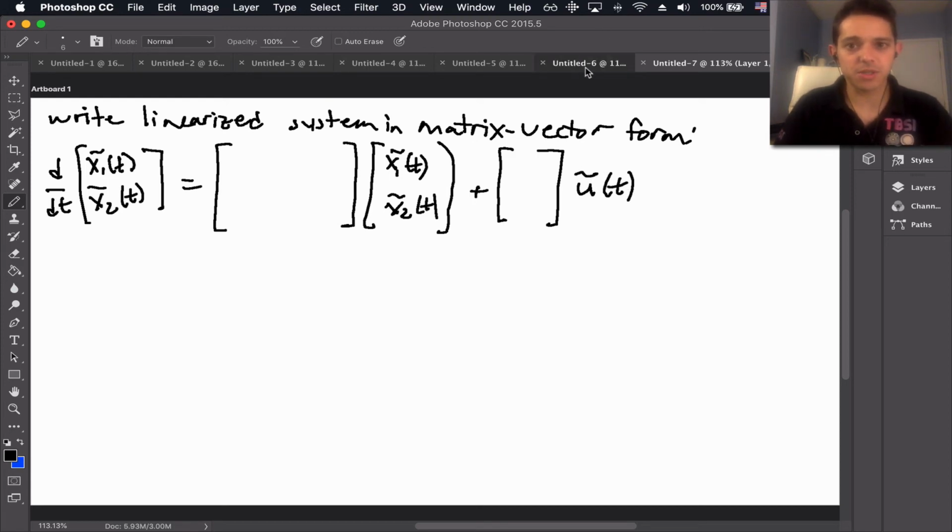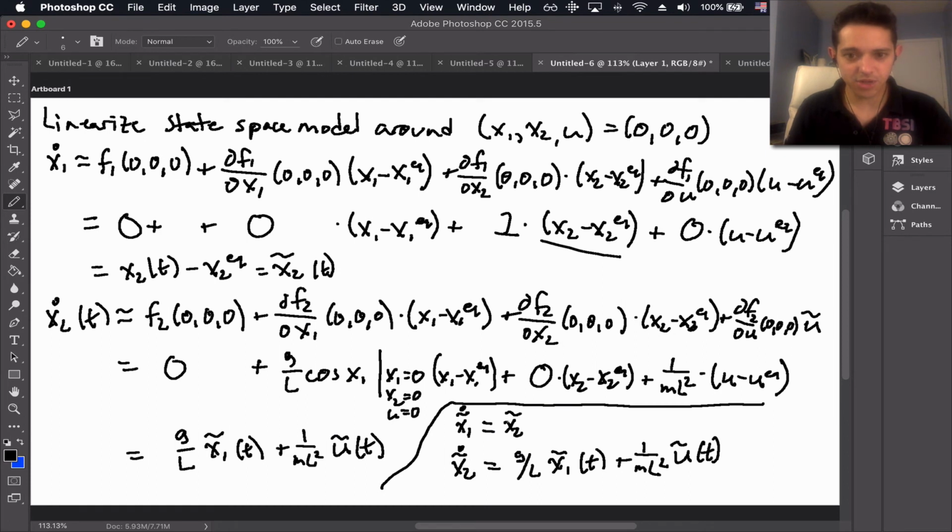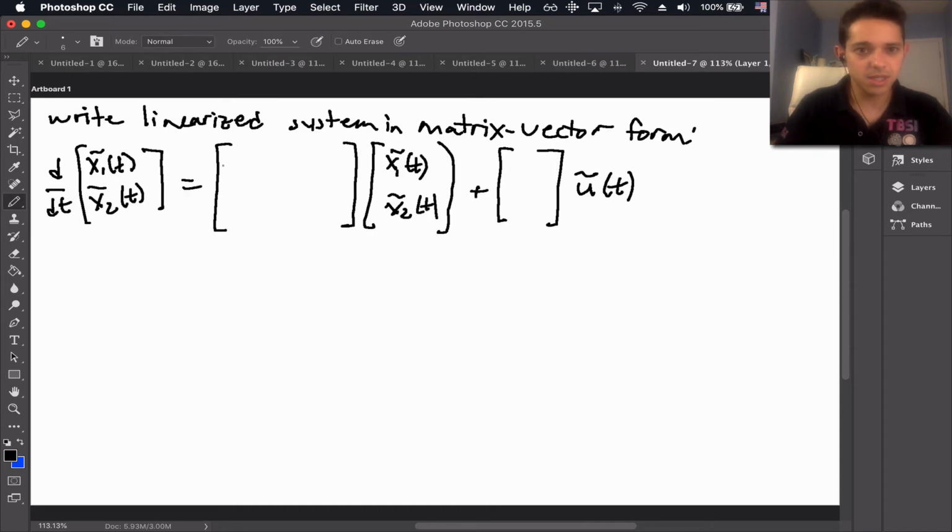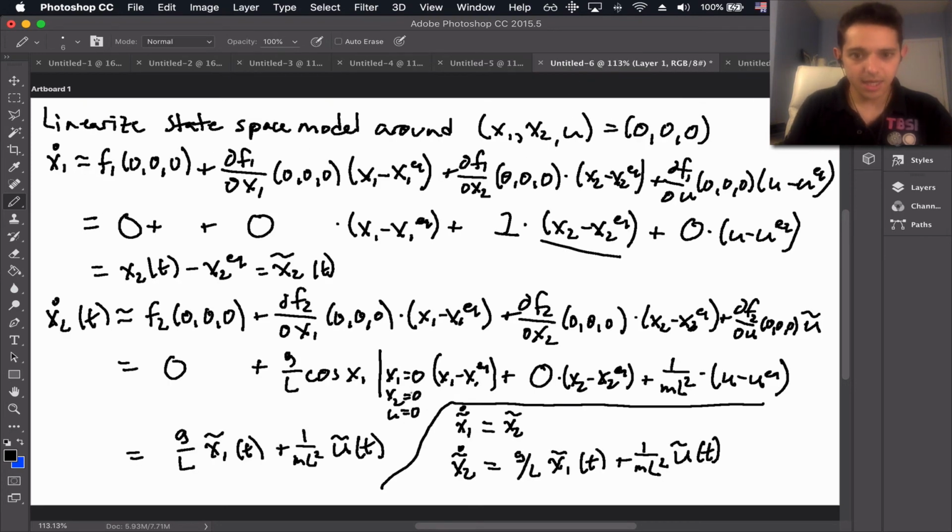Now all we have to do is look back to these state equations and fill out the coefficients. So we just have x2 tilde, so there'll be zeros for all the coefficients except the one corresponding to x2. So the first row will be 0, 1, 0. And then the second state equation, we have g over L as a coefficient to x1 tilde, and the 1 over ml squared as a coefficient to u tilde.